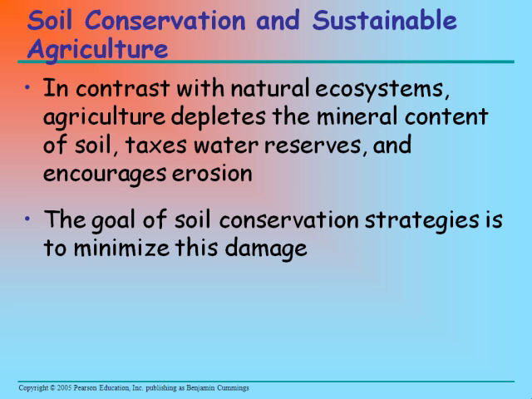In contrast with natural ecosystems, agriculture a lot of times depletes the mineral content of soil, taxes water reserves, and encourages erosion. So the goal of soil conservation strategies is to minimize this damage. In the 1930s, in agriculture, they planted the same crops over and over and over again, and so mineral content was depleted, and then there was a drought and plants wouldn't grow, so that was the Dust Bowl.